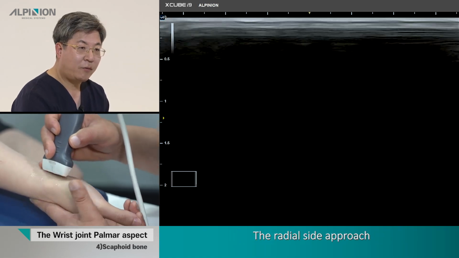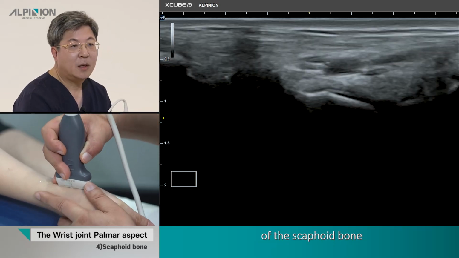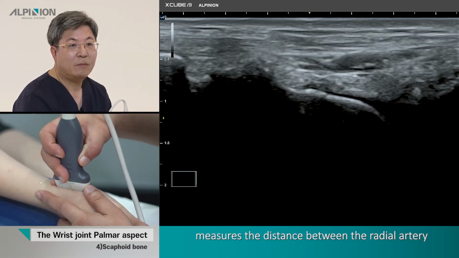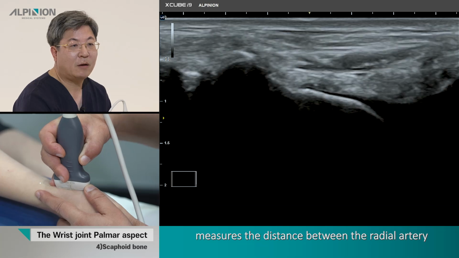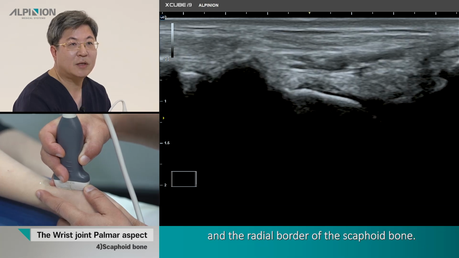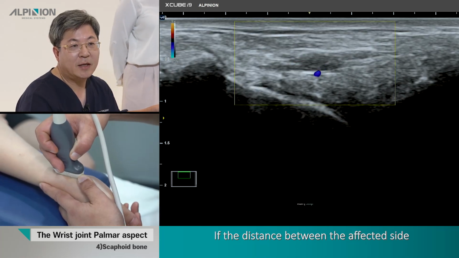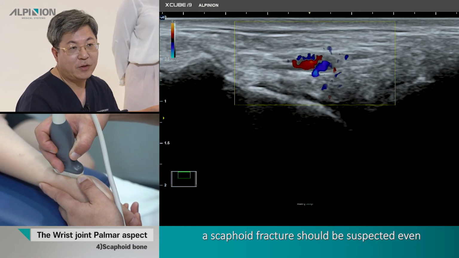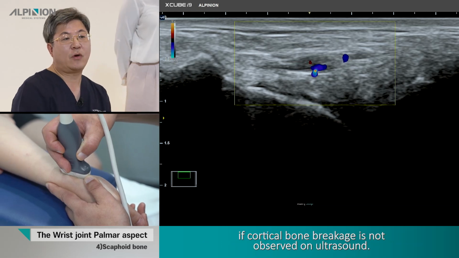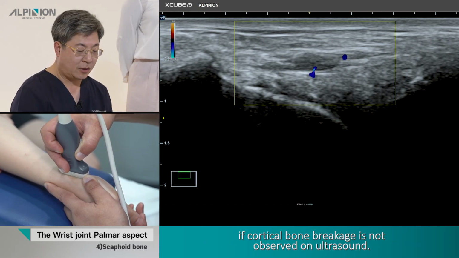The radial approach of the scaphoid bone measures the distance between the radial artery and the radial border of the scaphoid bone. If the distance between the affected side and the healthy side increases, a scaphoid fracture should be suspected even if cortical bone breakage is not observed in ultrasound.